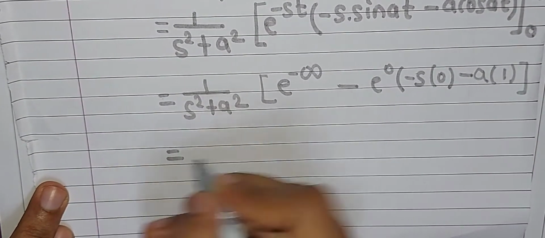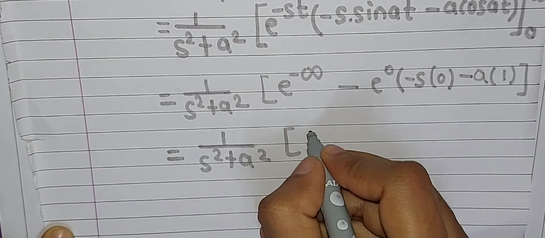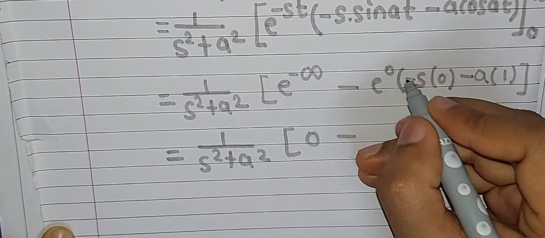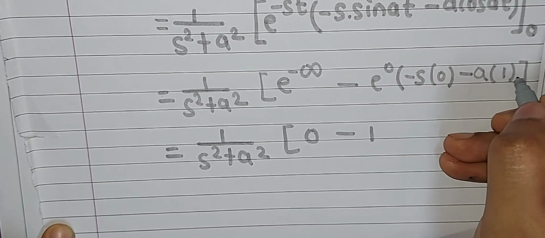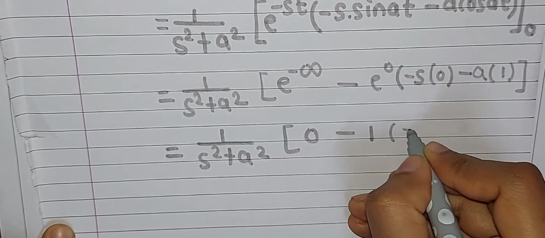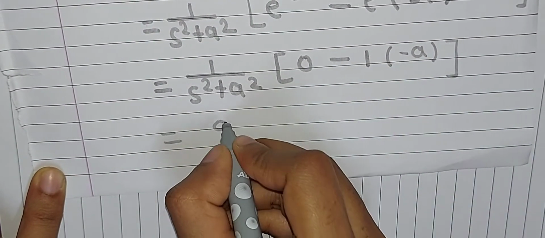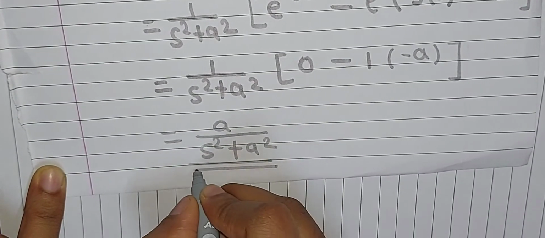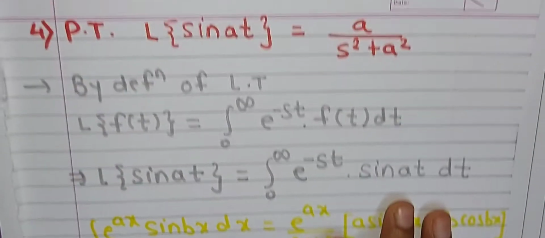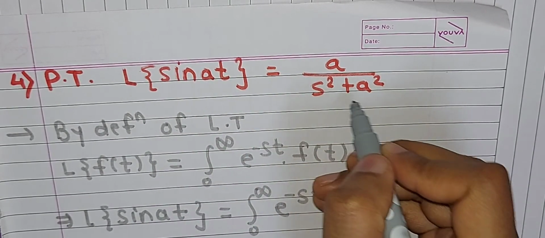So this is nothing but 1 upon s square plus a square, e raised to minus infinity means 0, minus e raised to 0 means 1, minus s into 0 is 0, and minus a into 1 is minus a. That will give us the answer. Lastly, minus 1 into minus a is plus a, so a divided by s square plus a square. So this is nothing but the Laplace transformation of sin at. Hence we have obtained this formula, that is Laplace of sin at is equal to a divided by s square plus a square.